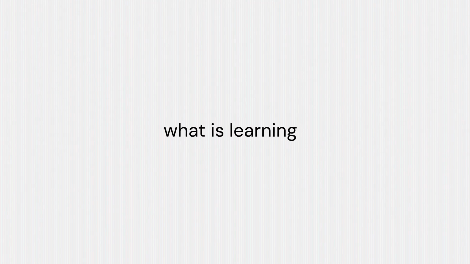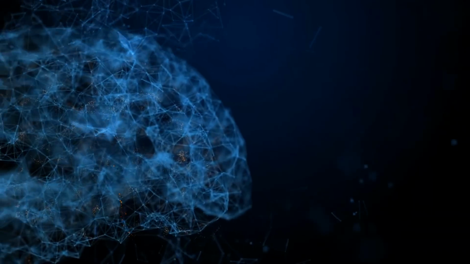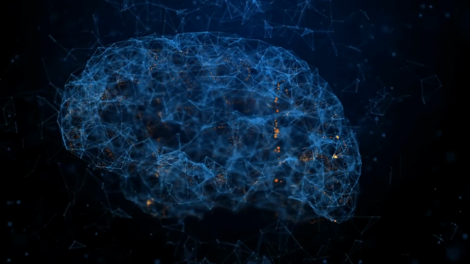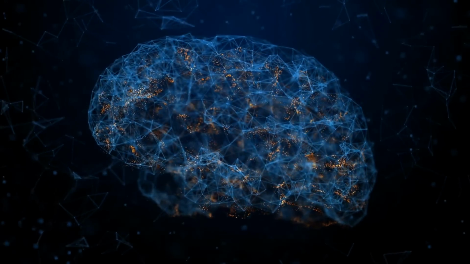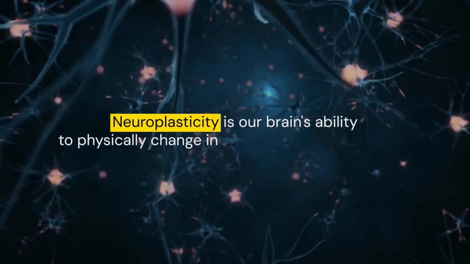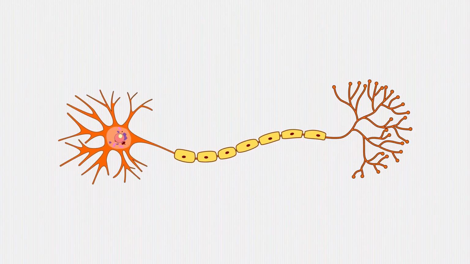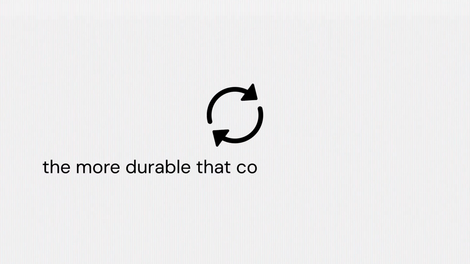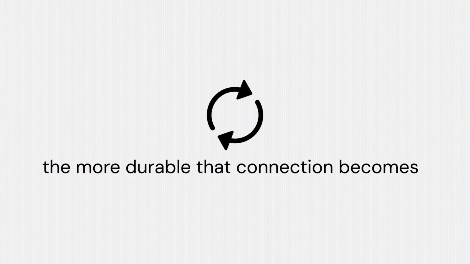It's really important that we start with what is learning, and to do that we have to understand neuroplasticity. You see, in our brains we have billions of neurons that have the potential to make trillions of connections, and neuroplasticity is our brain's ability to physically change in response to an experience. And what is actually changing? Well, it's the connections between two neurons, and the more repetitions there are, the more durable that connection becomes, and this ultimately plays a vital role in our ability to encode information from our short-term memory to our long-term memory.